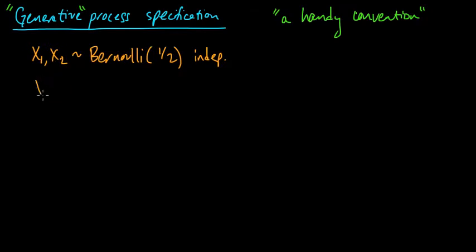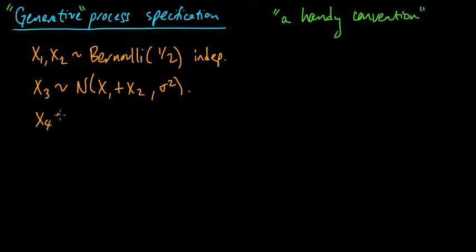And then let's say x3 is a random variable, and let's give it some distribution that depends on x1 and x2. So maybe it's normal, say. Maybe its mean is x1 plus x2, something like that. And variance, I don't know, some constant sigma squared.